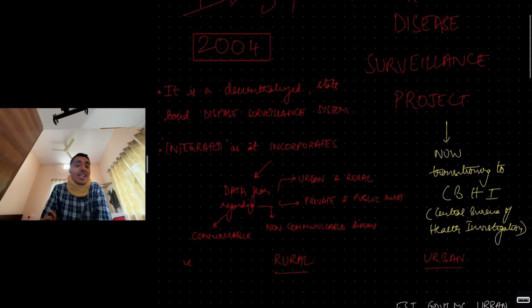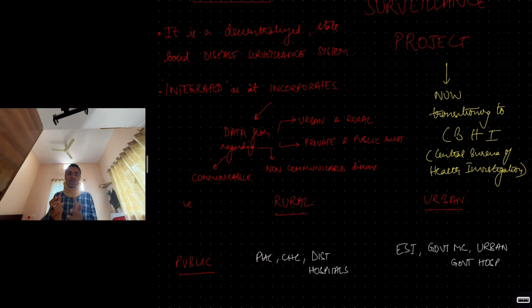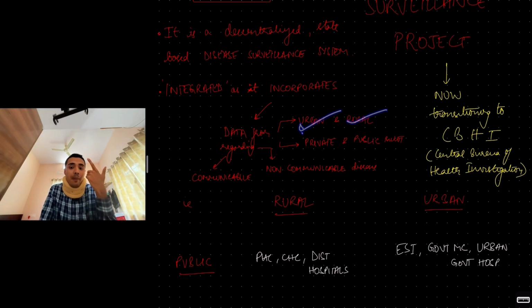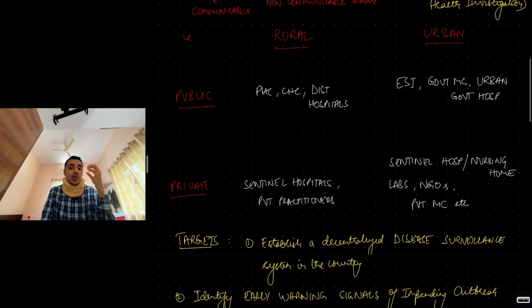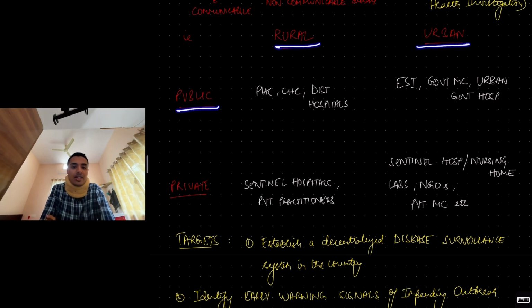So why is it known as integrated? Integrated because it incorporates surveillance. It gets data not just from urban settings, both urban and rural, from private sector as well as public sector, and also regarding communicable as well as non-communicable diseases. Example, let's look at some of the data reporting units. Rural, urban, public sector, private sector. Rural public sector, what do you have? You have PHCs, CHCs, the district government hospitals, etc.